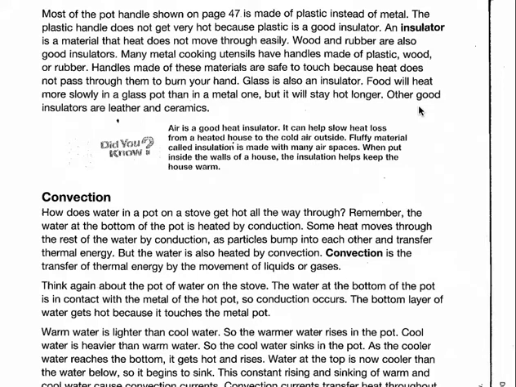Did you know? Air is a good heat insulator. It can help slow heat loss from a heated house to the cold air outside. Fluffy material called insulation is made with many air spaces. When put inside the walls of a house, the insulation helps keep the house warm.